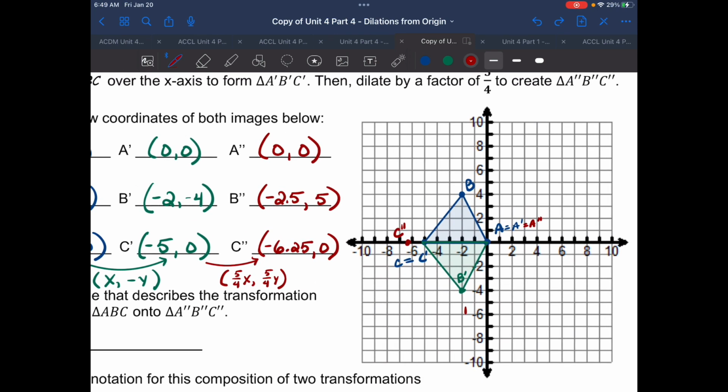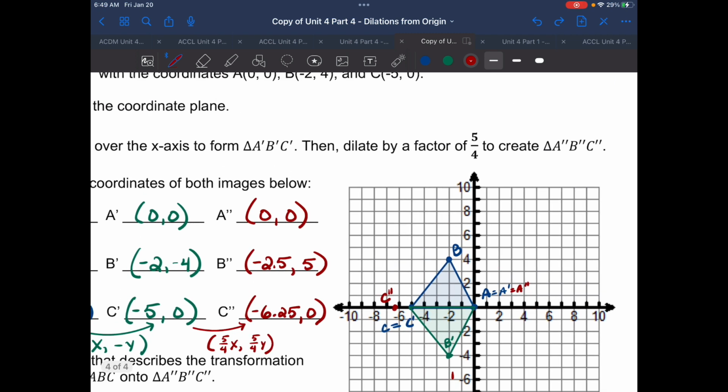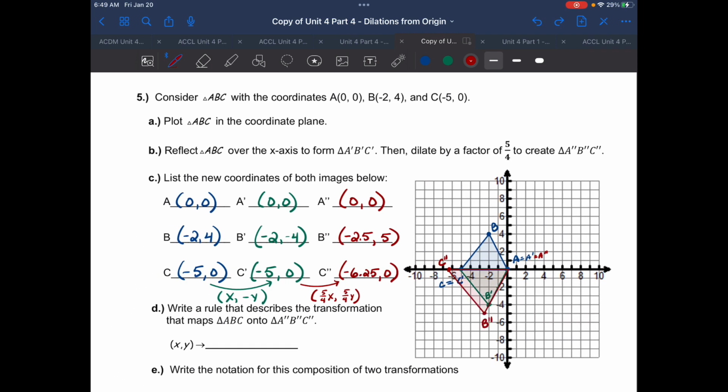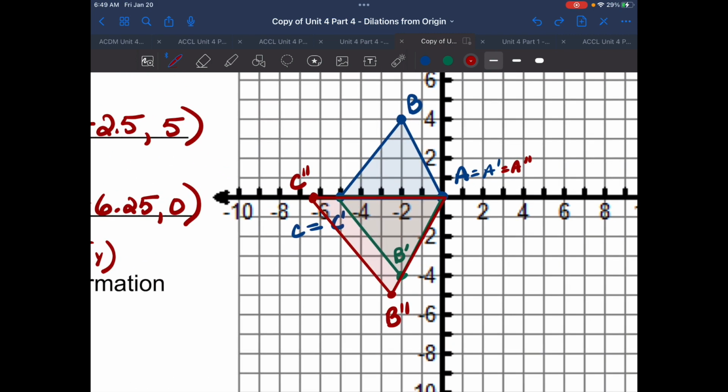Well, 5/4 is slightly bigger than 1, right? 5/4, if you think about it, is 1.25. So it's getting 25% bigger. What will that look like? It'll look like this red triangle right here, just slightly larger, okay?